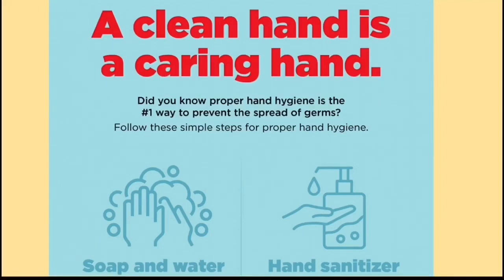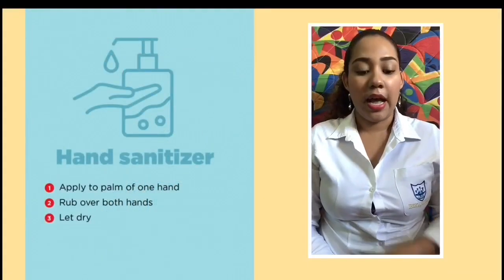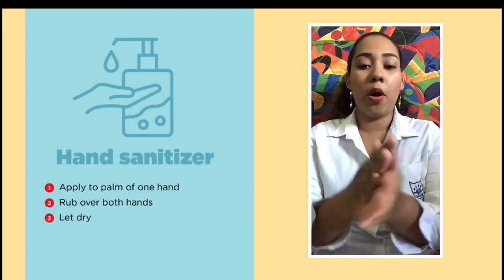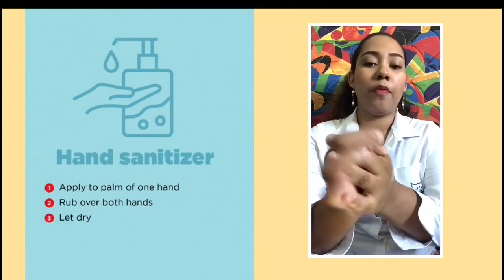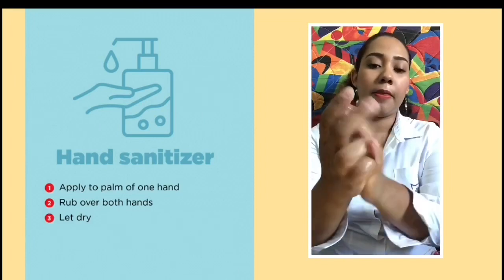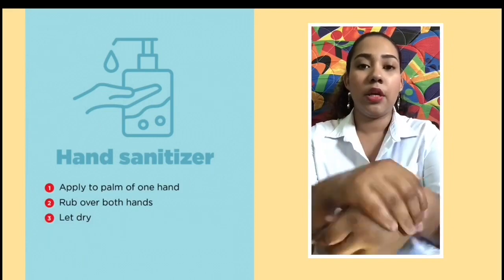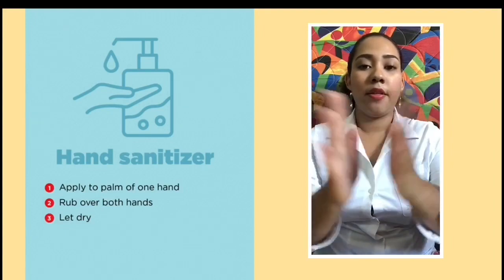Now you will learn the proper way of using a hand sanitizer. Apply it to the palm of one hand like this. Rub over both hands like this. You need to rub over both of your hands, and it has to cover all your hands. And you just have to let it dry. That's all.